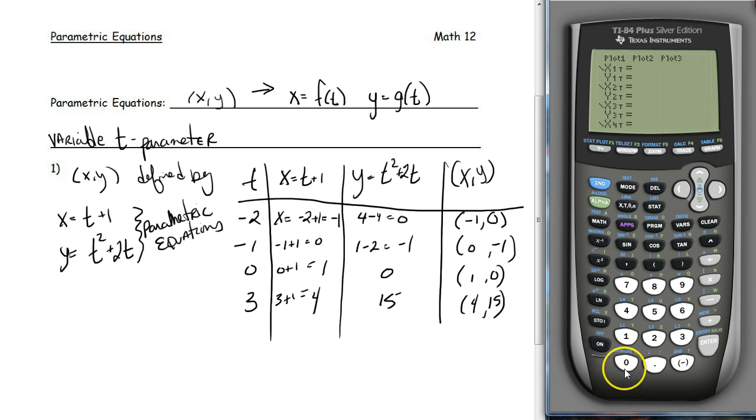So let's go in and punch in this first one. Go to x1, and we enter t plus 1. Notice that the X,T,theta,n button that we normally use gives us the t for the parametrics. So I press t plus 1. Go down to the next one, t squared plus 2t. Then I can go to my table, and notice how they give it to us. My first number on the table was negative 2. So let me go up a little bit to negative 2. The x value is negative 1, y is 0. So it will actually generate these values for me.